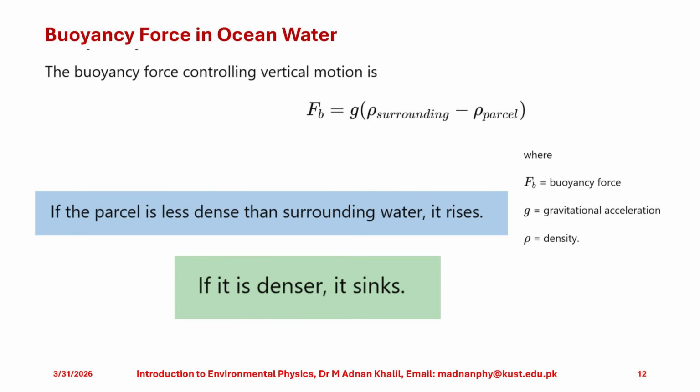The buoyancy force determines whether a water parcel rises or sinks. If a parcel is less dense than the surrounding water, it rises. If it is denser, it sinks. This is the same basic physics we use in fluids generally. In the ocean, buoyancy is controlled by both temperature and salinity. So, whenever heating, cooling, evaporation, or freshwater input changes density, the buoyancy forces are affected and circulation can develop.